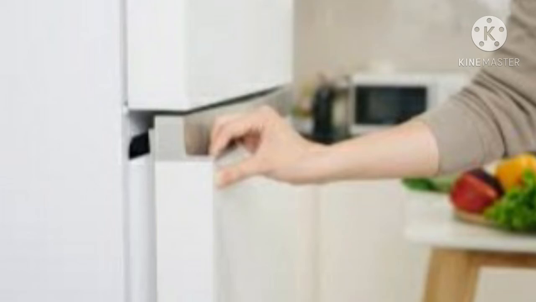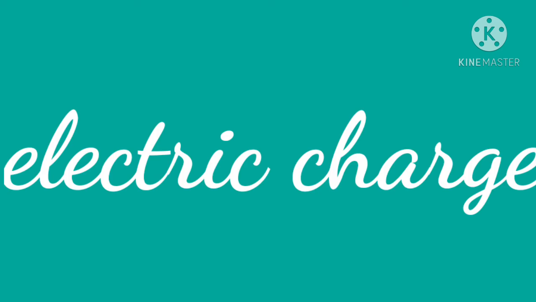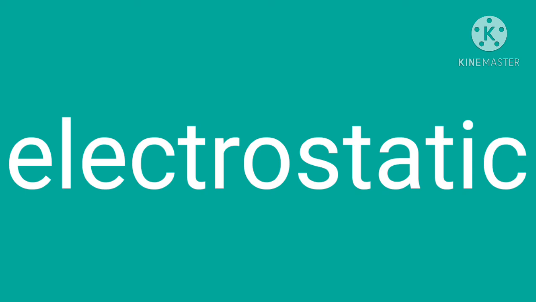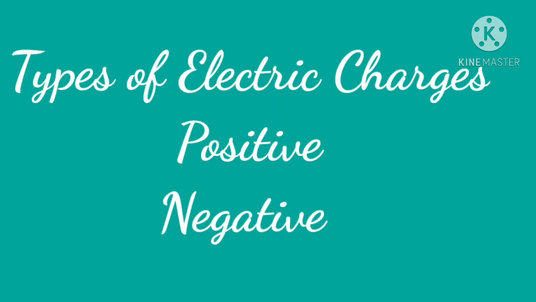without any glue. Such stickers contain tiny magnets and hence stick to the iron object due to magnetic force. Before we go further to study electrostatic force, we should know the meaning of terms like electric charge, electrostatic, and electrically charged object. The electric charges are of two types, that is positive electric charges and negative electric charges.